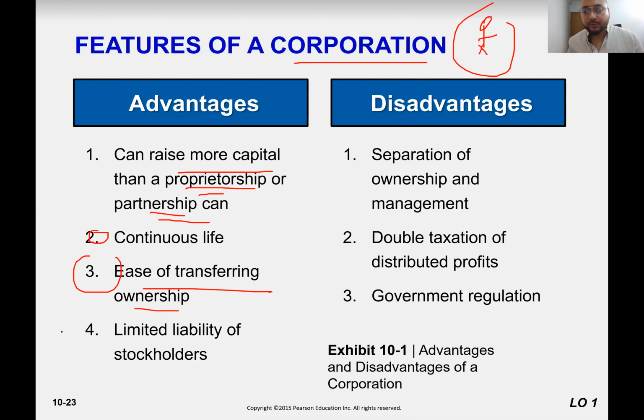The most important thing is limited liability. You are only liable to the amount of your investment. Your personal property will not be involved if the corporation makes a loss.